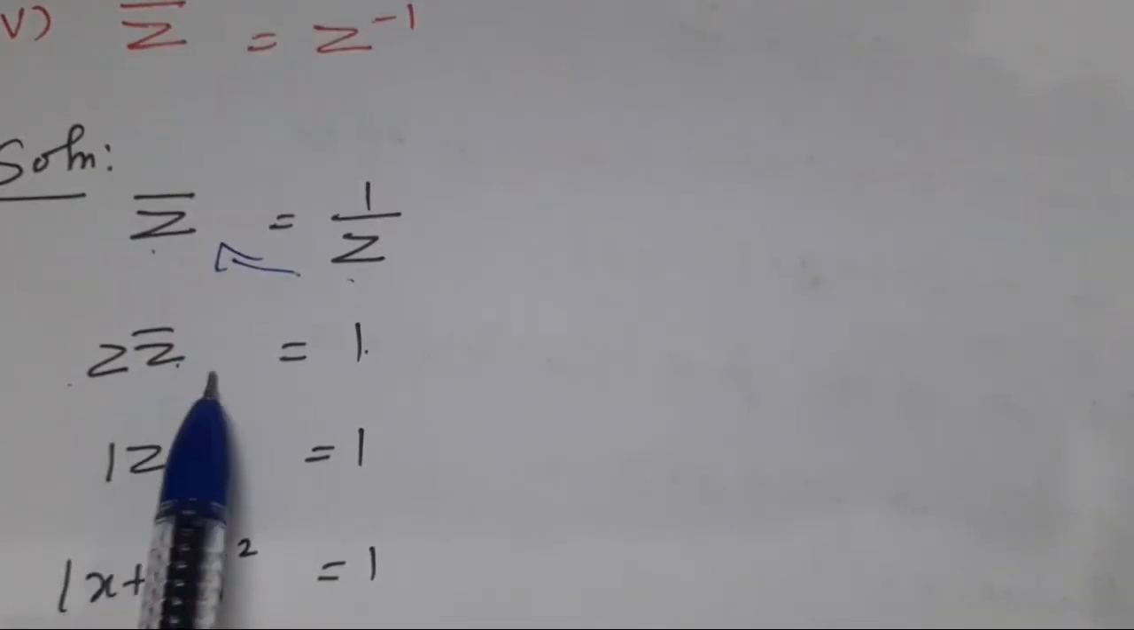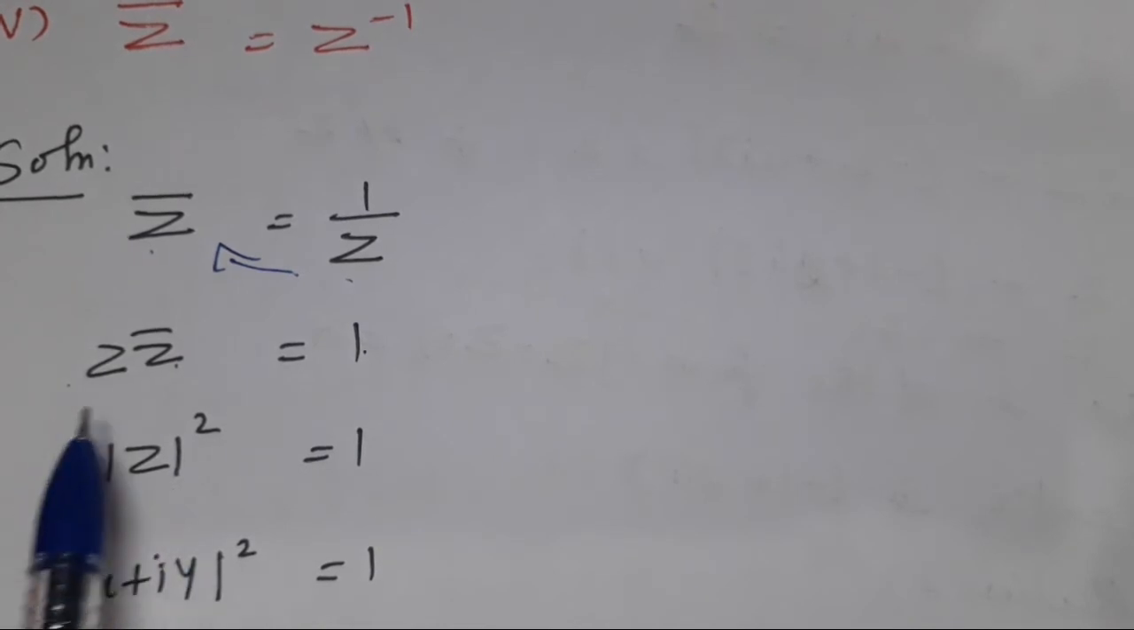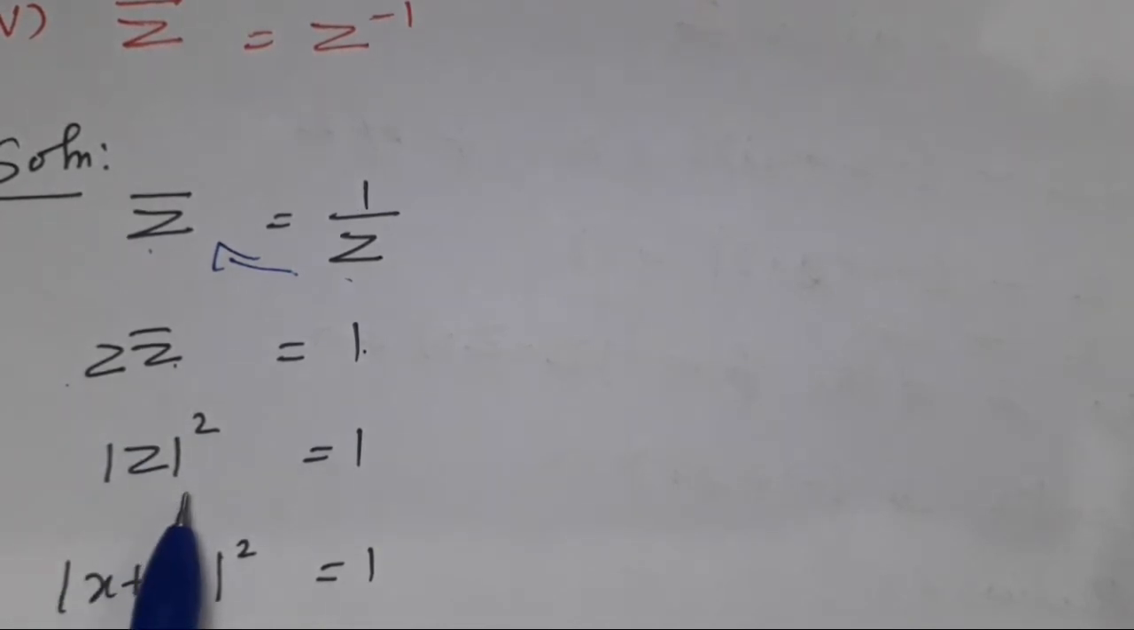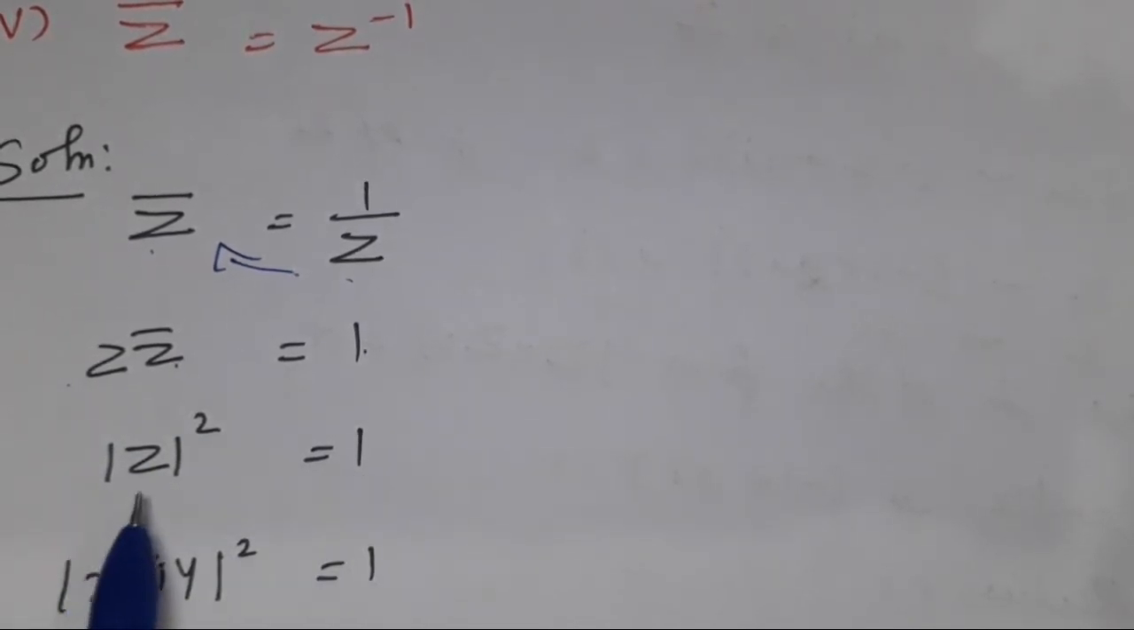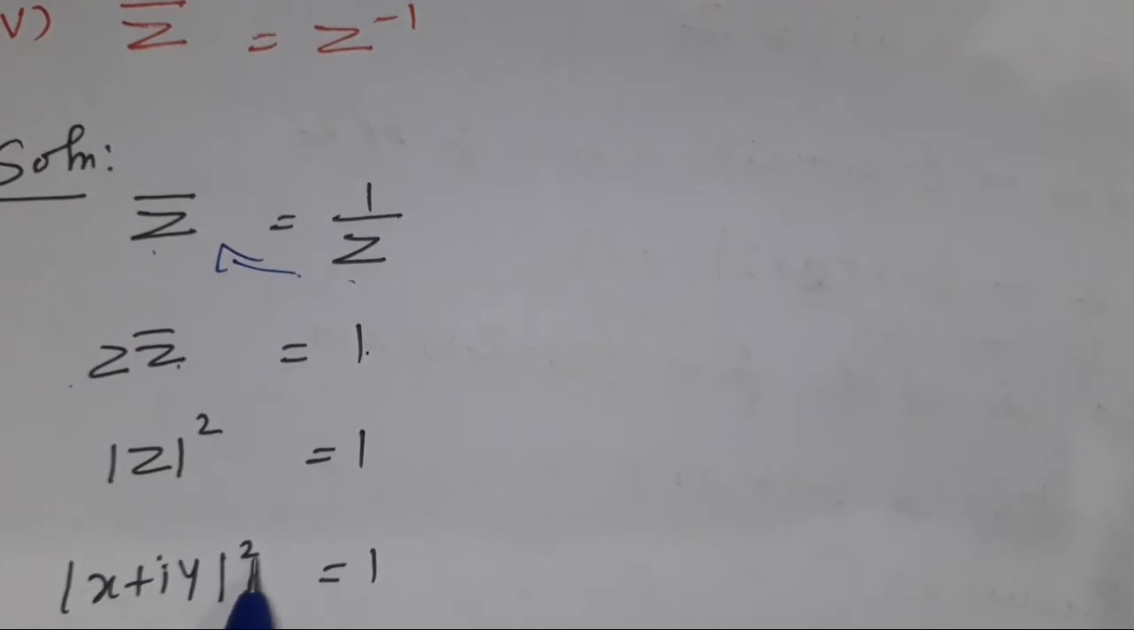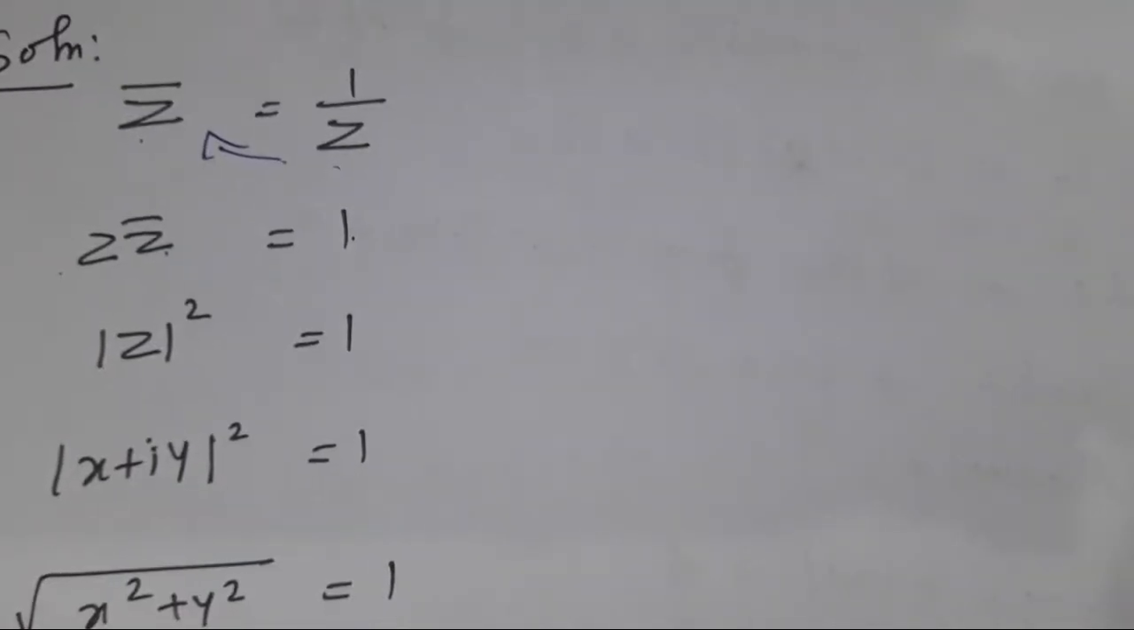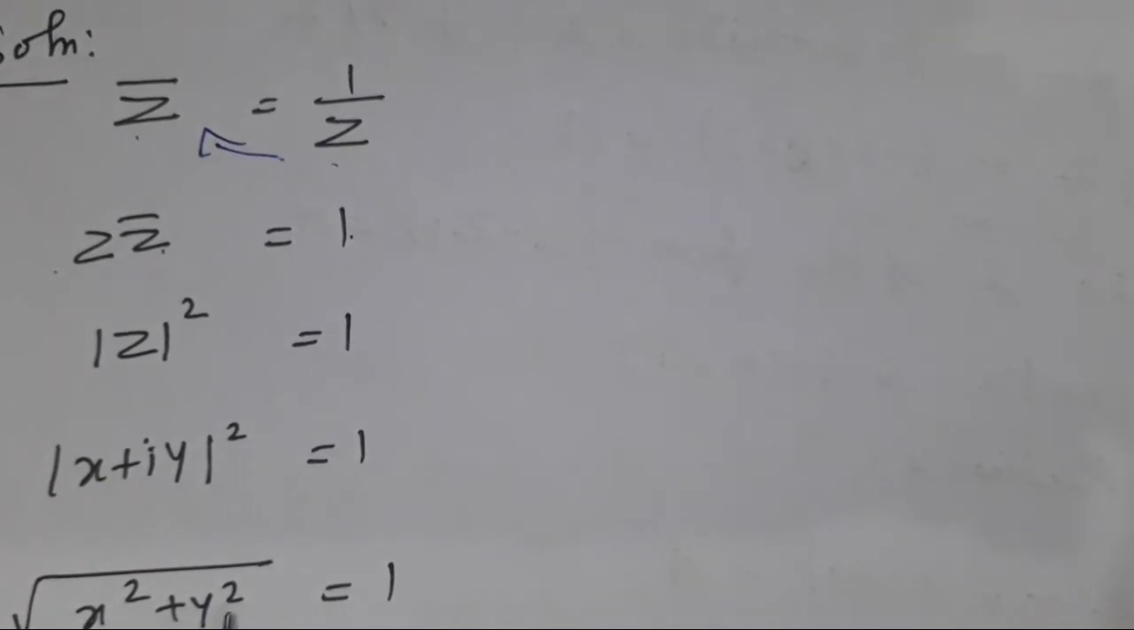We know the property. Already I told you the property. Z into Z bar equal to what? Modulus of Z square. Z into Z bar is, remember the property, modulus of Z square, that is equal to 1. So modulus of Z is what? Z is nothing but X plus Iy. Modulus of X plus Iy the whole square equal to 1. Modulus of X plus Iy is nothing but the root of X square plus Y square, the whole square.